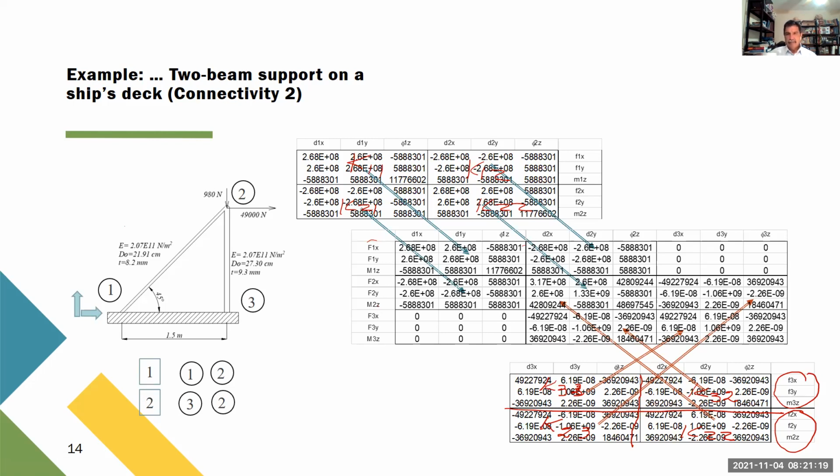Questions about this, people? Questions about this? So the resulting stiffness matrix is the same as we had before.